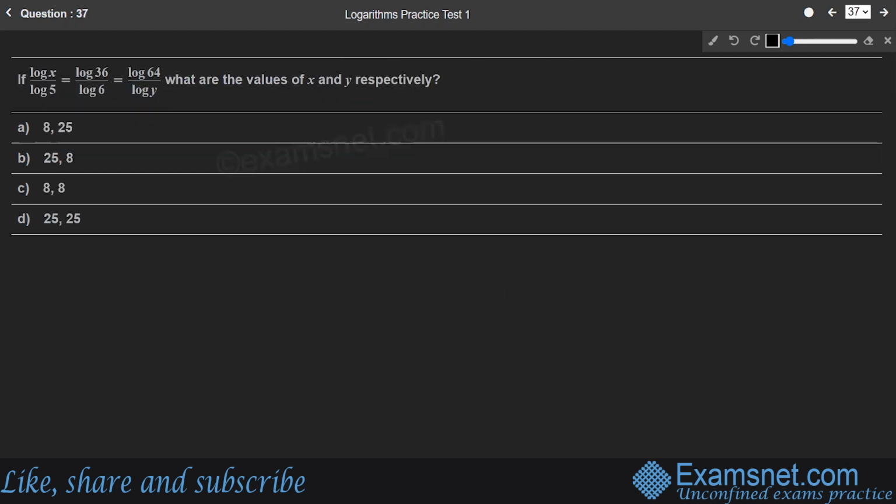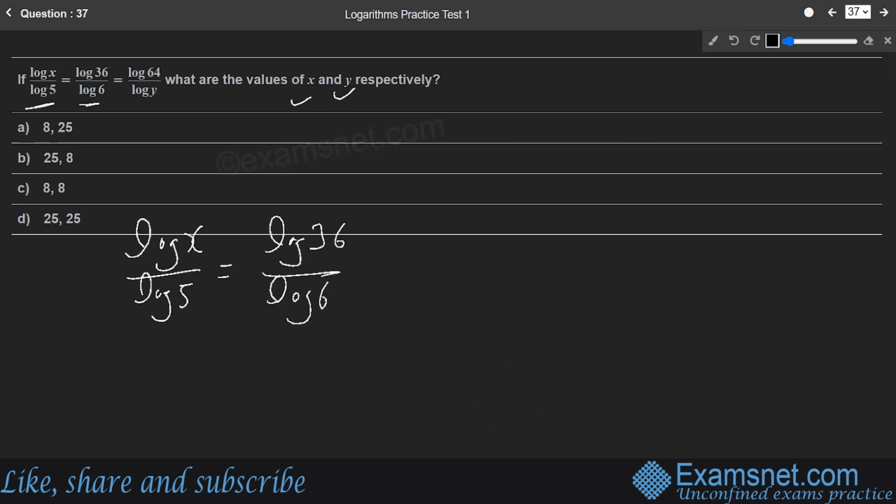Okay. Question number 37. They say log x over log 5 is equal to log 36 by log 6 is equal to log 64 by log y. What are the values of x and y? So we are supposed to find out the x and y. So let us take it one by one. First of all, we have log x by log 5 is equal to log 36 by log 6. So let us try to solve this part first, and obviously this will start giving us the x value. So if you see this log 36 by log 6, how can this be written?